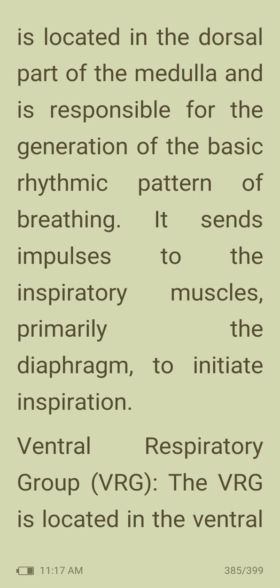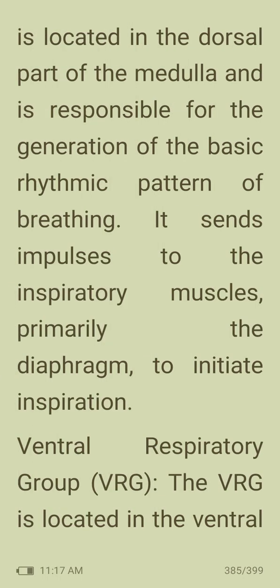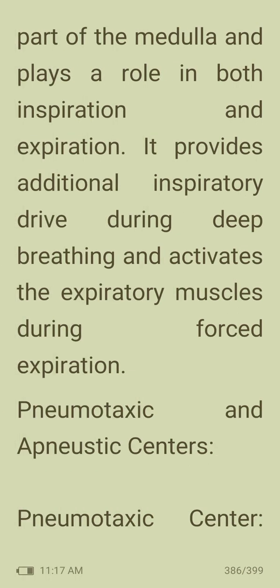Then ventral respiratory group or VRG. So dorsal respiratory group is located in the dorsal part of the medulla and is responsible for the generation of the basic rhythmic pattern of breathing. It sends impulses to the inspiratory muscles, primarily the diaphragm, to initiate inspiration. Then ventral respiratory group, VRG, is located in the ventral part of the medulla and plays a role in both inspiration and expiration. It provides additional respiratory drive during deep breathing and activates the expiratory muscles during forced expiration.